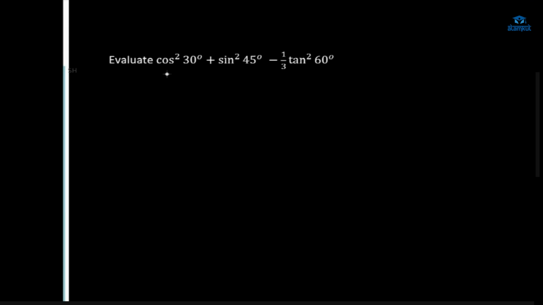Cos 30 is what? Ma'am, cos 30 is root 3 by 2. Yes. Cos 30 is root 3 by 2, and it is saying whole square. Okay. Plus sine 45 is what? Ma'am, 1 by root 2. 1 by root 2, whole square again.